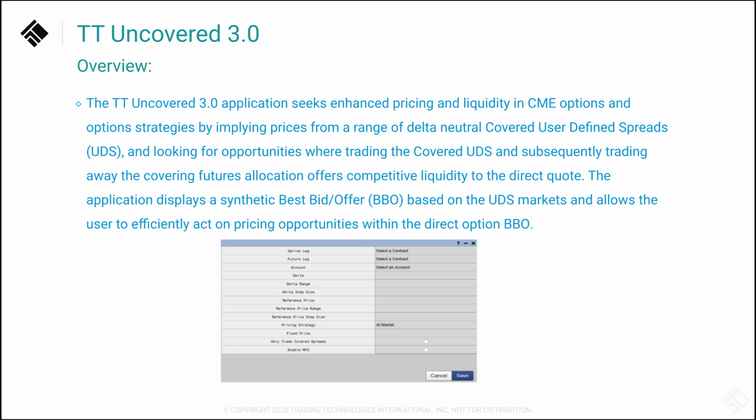TT Uncovered 3.0 is designed to help you find better pricing and more liquidity in CME options and option strategies. The TT Uncovered 3.0 application seeks enhanced pricing and liquidity in CME options and option strategies by implying prices from a range of delta neutral covered user-defined spreads and looking for opportunities where trading the covered user-defined spread, subsequently trading away the covering futures allocation, offers competitive liquidity to the direct quote.